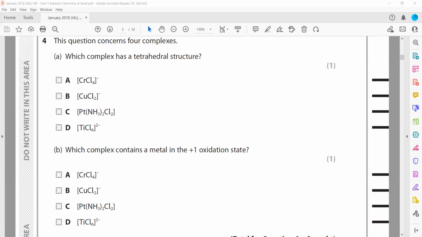Tetrahedral, basically it should have 4 identical ligands attached. So A is tetrahedral. What about copper chloride? It will be linear. Platinum, it's planar. And this is octahedral because of 6 ligands. Platinum all are planar. Copper chloride, it will be 2 ligands, linear, and this will be tetrahedral.